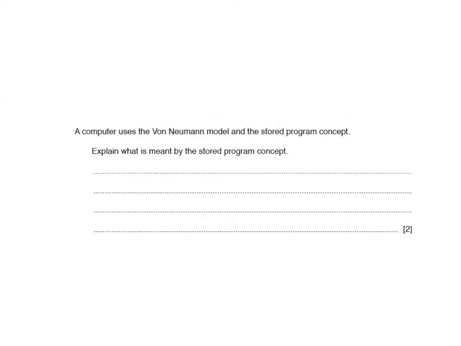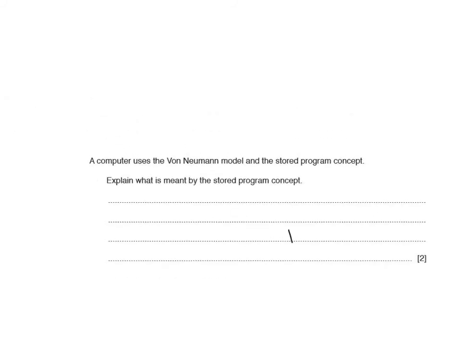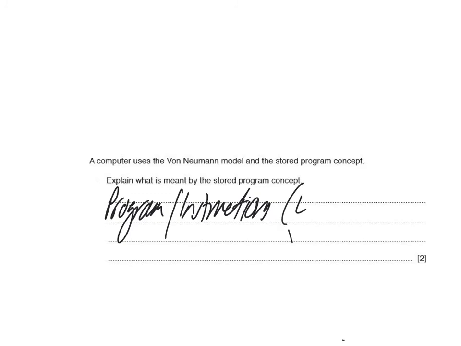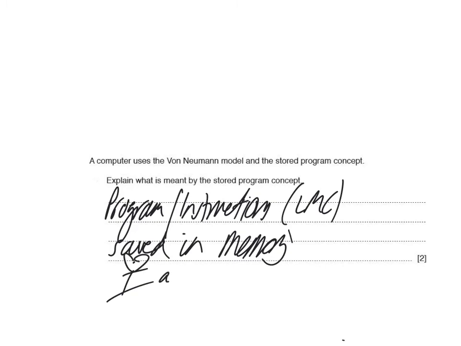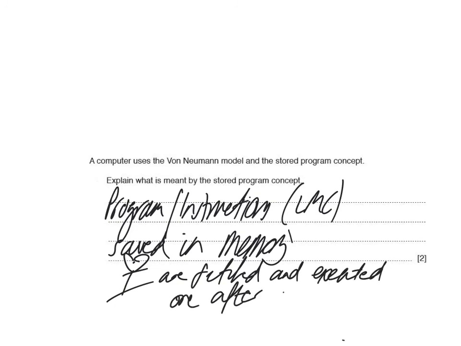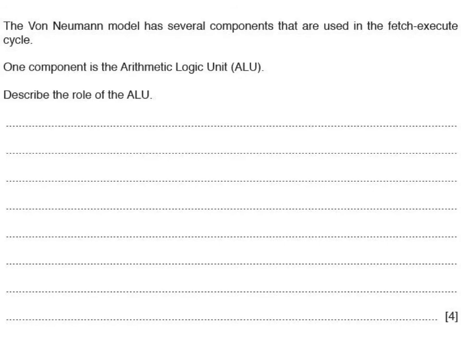Let's try that. And a computer uses the von Neumann model. It's the stored program concept. So the program. Did we cover this one? No, I'm confused. Program and instructions. I think we did. Yeah, we did. Little man computer. Program instructions saved in memory. Instructions are fetched and executed one after another. Again, get stuff like that in your notes if you can read my handwriting.